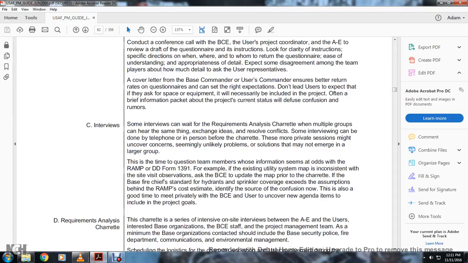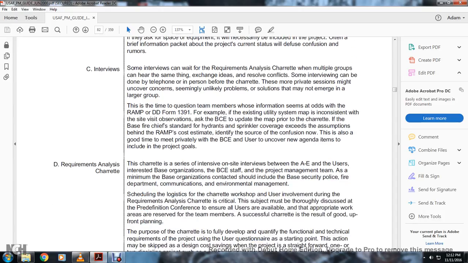For example, the existing utility system map is consistent with the site of the observation. Base Civil Engineering update with the prior to the base fire chief with the standard hydrant sprinkler coverage to exceed the assumption beyond the requested management plan cost estimate. Identify the source of the confusion. This also goes in good time with the private with the base civil engineering. The user to uncover the new agenda items included with the project goals.